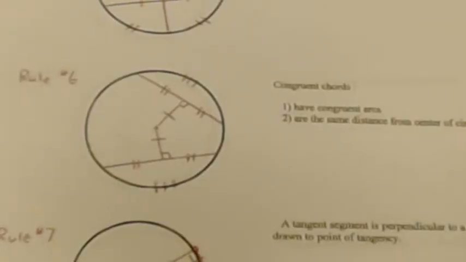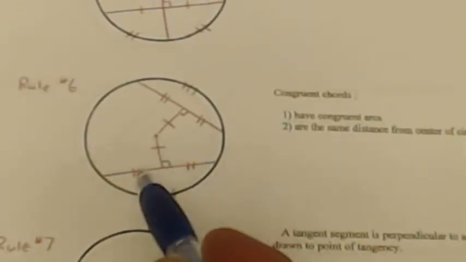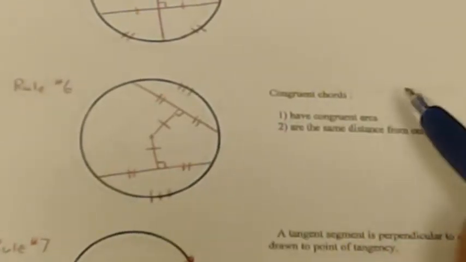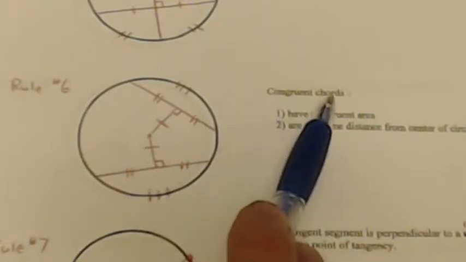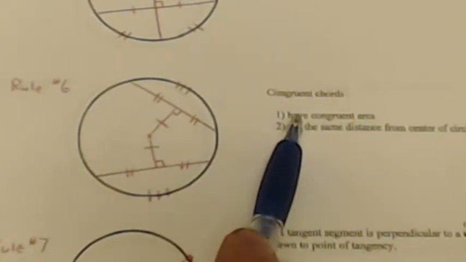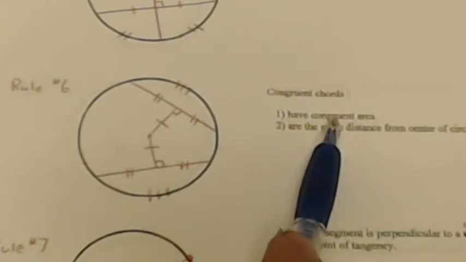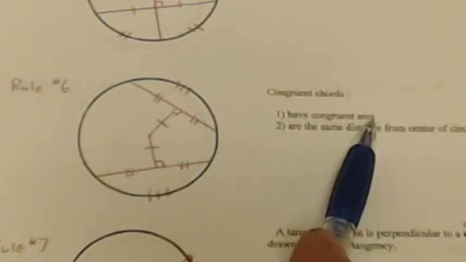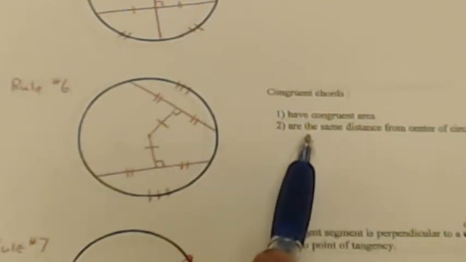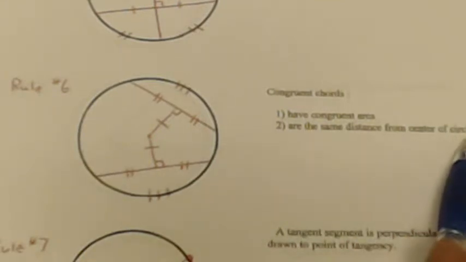In this one, it actually works if you know any of these three things. If you know the chords are congruent, you know the arcs will be congruent, and they'll be the same distance from the center. Or if you know the arcs are congruent, it gives you the other two. Or if you know that two chords are the same distance from the center, it gives you the top two. So any one of those three conditions gives you all three of them.